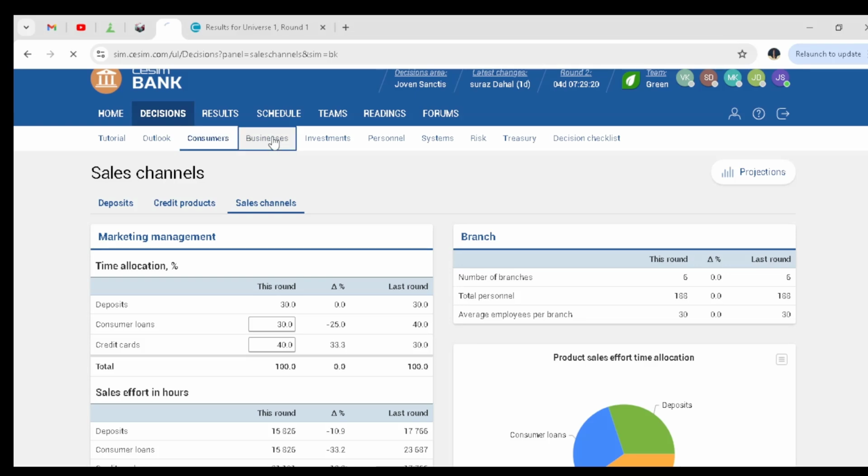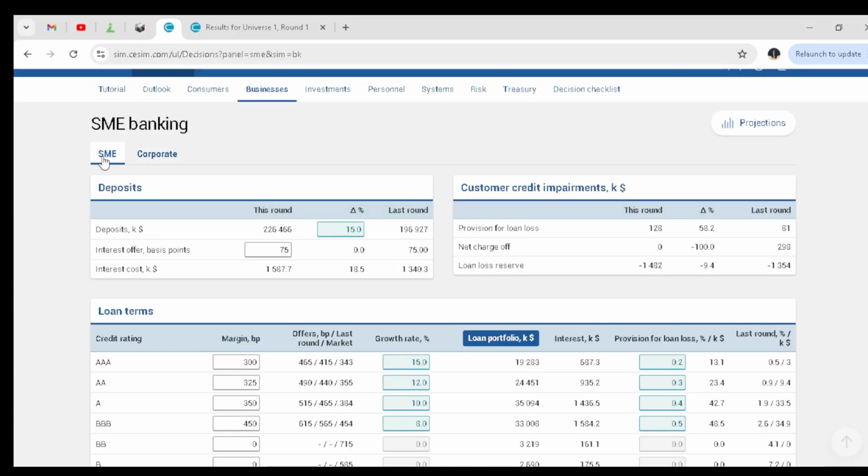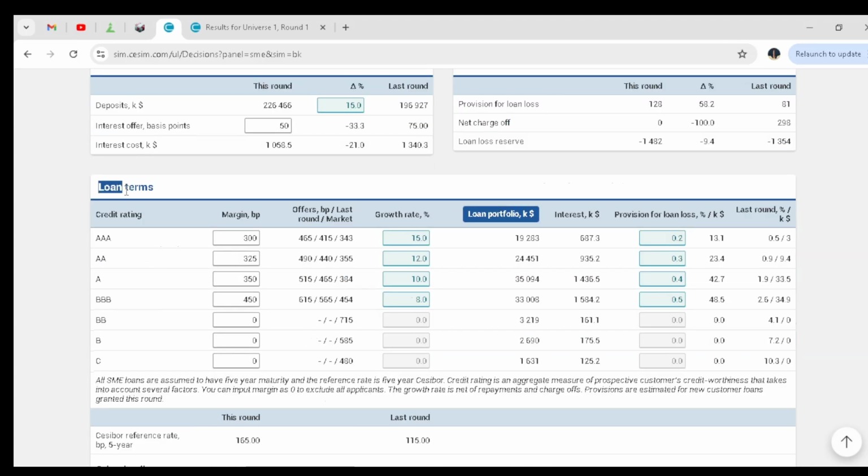Next department is the business. And as the business, we're going to talk about the SME banking. We have the SME and we have the corporate. So we shall start with the SME, whereby you have the deposits. And under the deposits part, we shall give it 15% for the estimation. And the interest based or the interest offer in basis points shall give it 50%. Scroll down, we have the loan terms.